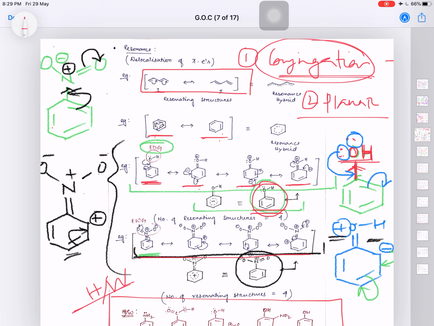Now what is the importance of resonance or resonating structures? The first importance is that you can find out the stability of a compound. How? If an organic compound has a more number of resonating structures, then it will be considered to be more stable, okay. That is very, very important. The more number of resonating structures you can draw, the more stable the compound will be.